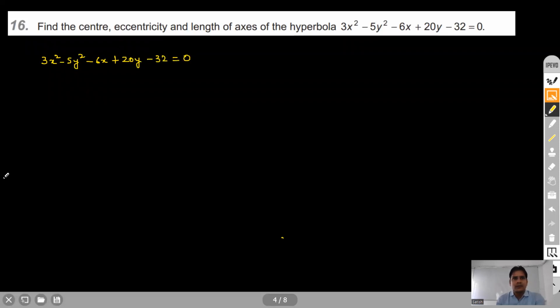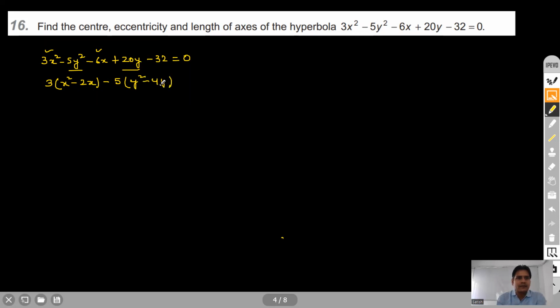Okay. So it is not written in the standard form, right? So I will try to make it of that form. What we can do, we can take 3 common from these 2 terms, right? So we will have x squared minus 2x, and again I will take minus 5 common from these 2 terms. We will have y squared and minus 4y.